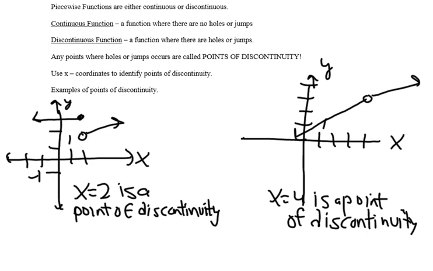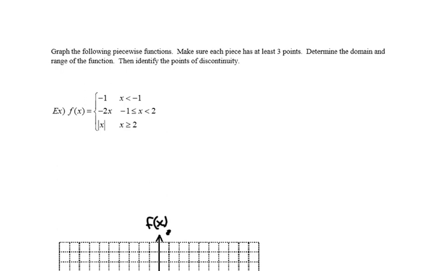So now that we've taken a look at piecewise defined functions and points of discontinuity, I'd like to be able to graph the following piecewise functions. Then we're going to determine the domain and the range of the function, and then identify points of discontinuity. Notice here, when I look at this piecewise defined function, it has three different functions. One is f of x equal to -1. Notice the domain. That is from -infinity to -1.